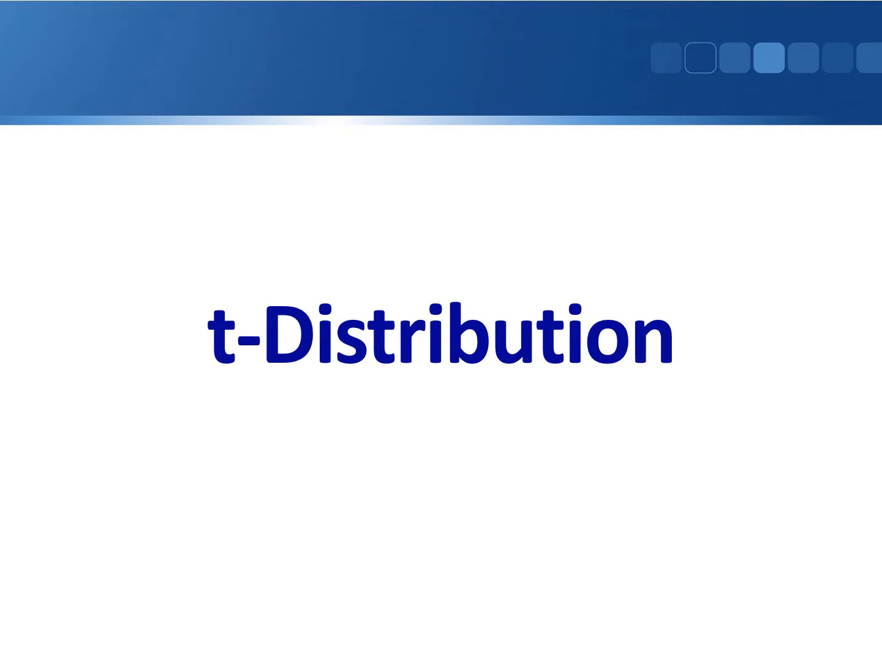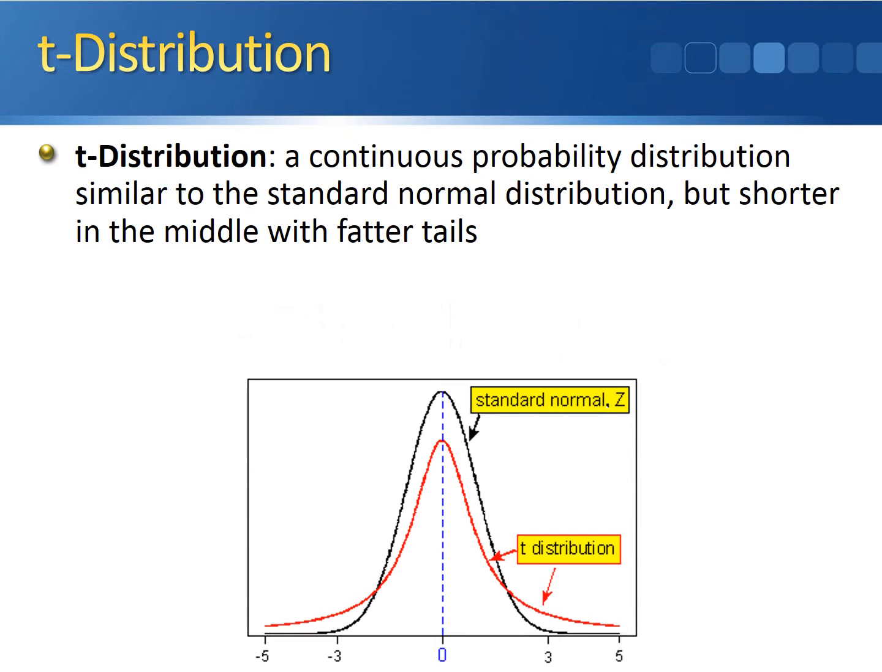This video is going to give you some important information about the t-distribution. The t-distribution is a continuous probability distribution that's very similar to the standard normal distribution, but it's shorter in the middle and it has fatter tails. Note in the picture down below, the t-distribution is in red, so you see the peak is still at 0, but it's not quite as high as the standard normal distribution, which is in black. The tails of the t-distribution are a little bit higher than the tails of the standard normal distribution.